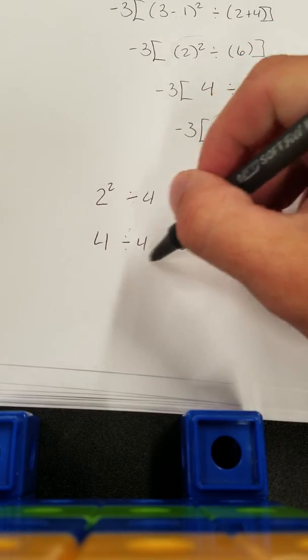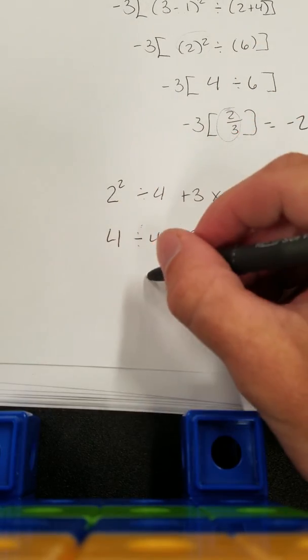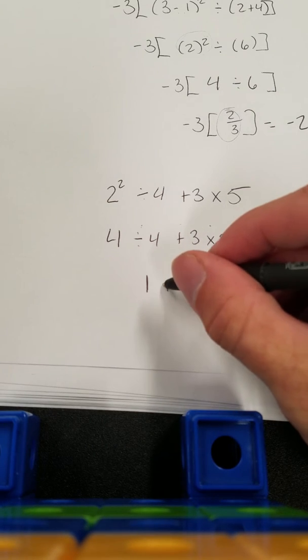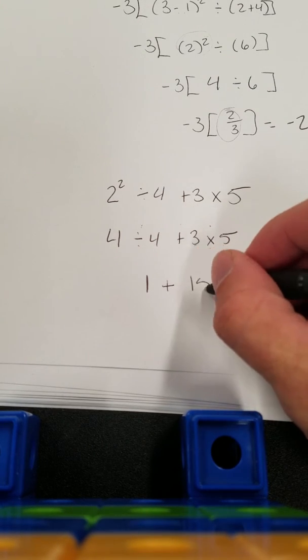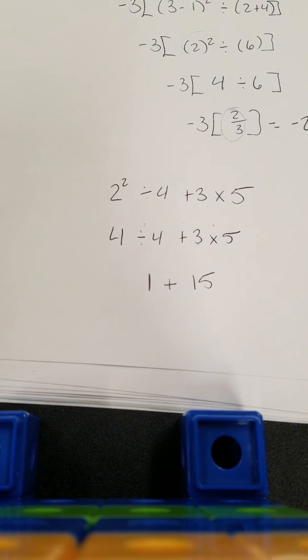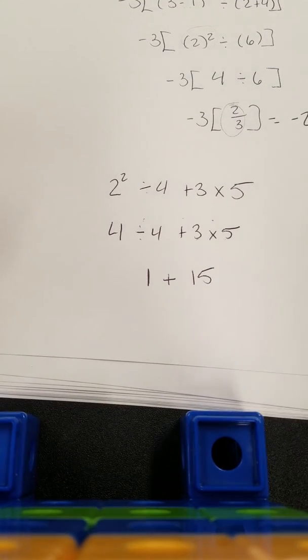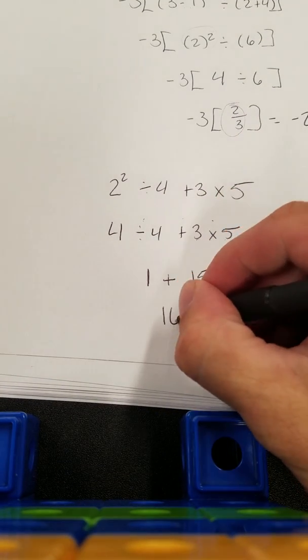So that means I need to do this piece first. 4 divided by 4, 1. Keep the plus. 3 times 5, 15. Okay? Now, once I have all those pieces, add it together, you get 16.